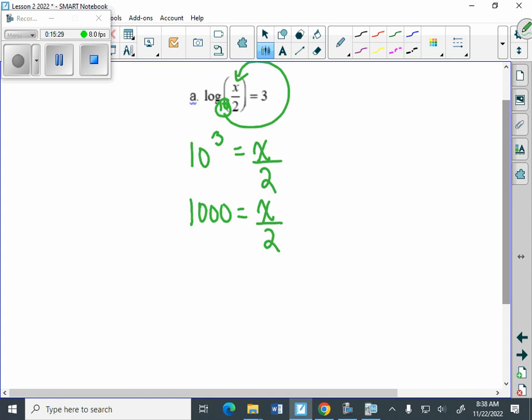And then what we want to know is, well, what does x equal? So it's x divided by 2. We need to undo that division by multiplying over here by 2. And if we multiply the right side by 2, we need to multiply the left side by 2. And we get x equals 2,000. Use your algebra skills to help you solve.